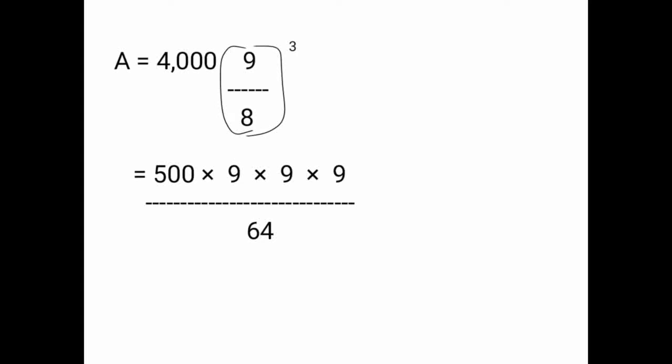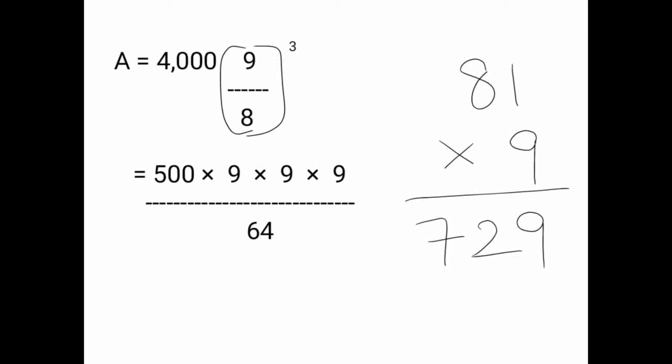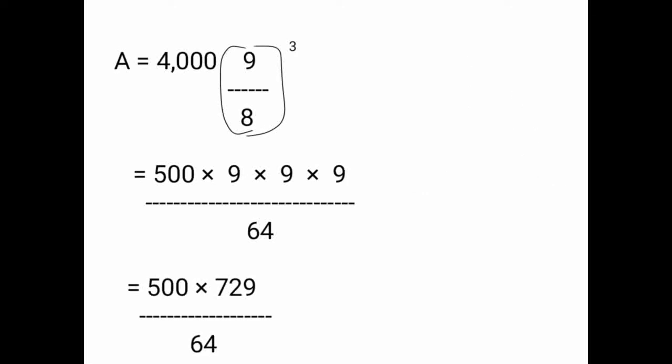First we will multiply 9 cube. 9 nines are 81. 81 into 9 I am multiplying. 9 ones are 9, 9 eights are 72. So 9 cube is 729. That is equal to 500 into 729 upon 64.